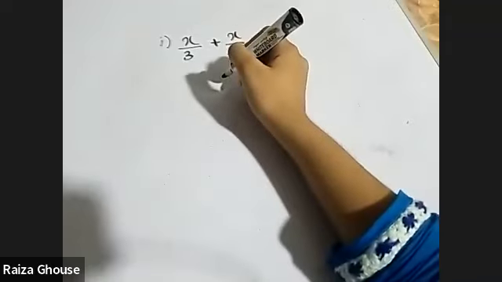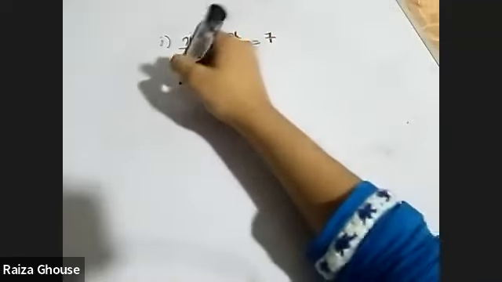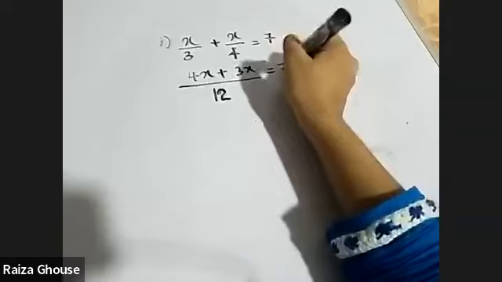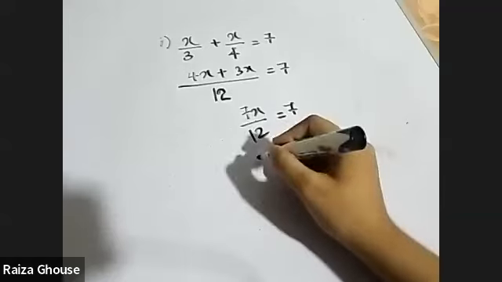Making the denominator common. Okay, what is the common denominator? 12. Right, then what is the numerator? 4x plus 3x. Very good. What is the next step? 7x over 12 equal to 7. Next step? Then 7x equal to 12 multiplied by 7. Very good.